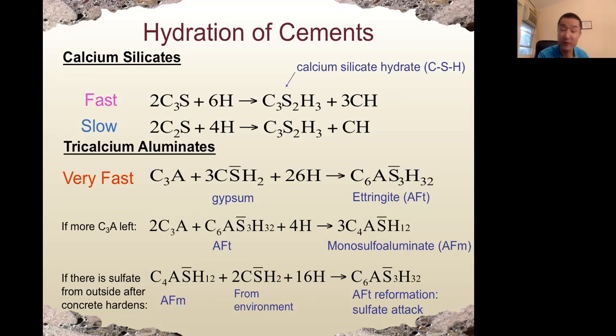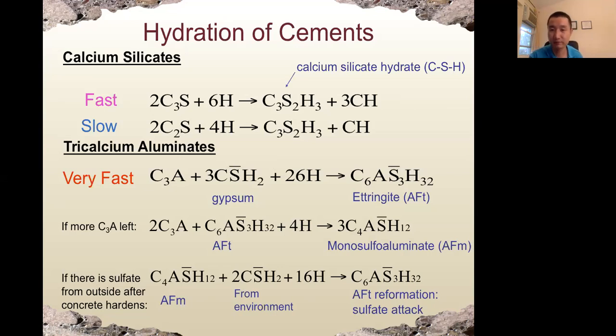Next lecture, we'll look in detail at these hydration products: what CSH looks like, what calcium hydroxide looks like, ettringite, and monosulfoaluminate, and how they affect the mechanical properties as well as the durability of concrete. So today we only look at the chemical reaction between the cement compounds and water.